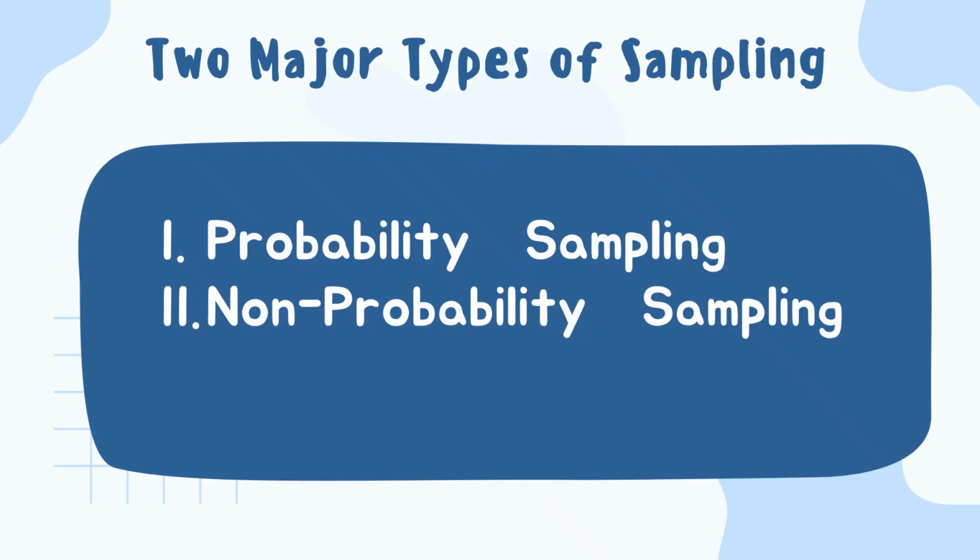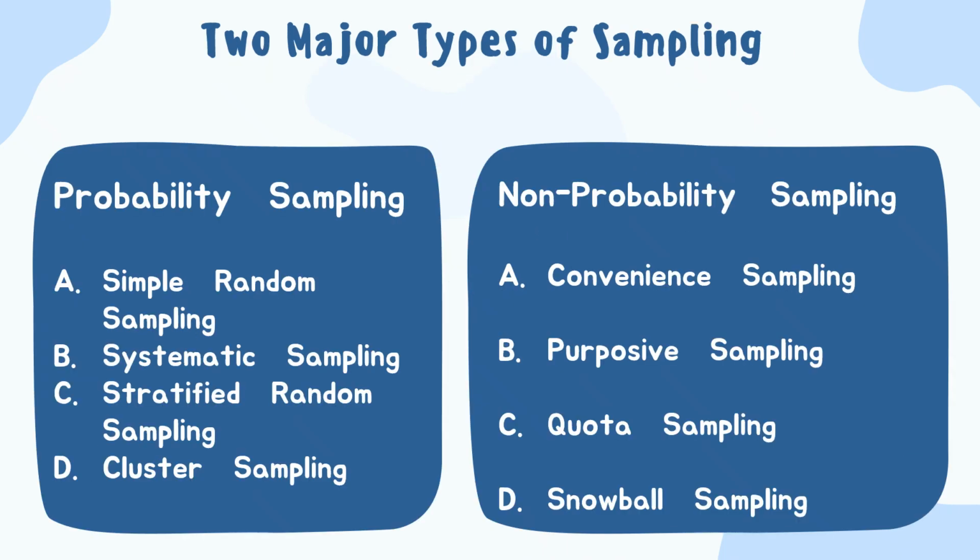Class, we come to one of the most important parts of our lesson. There are two major types of sampling. First is probability sampling and the second is non-probability sampling. Okay, so today you need to understand the difference between these two because it will help you choose the appropriate sampling technique for your research. Okay, so let's look at the techniques under each major type.